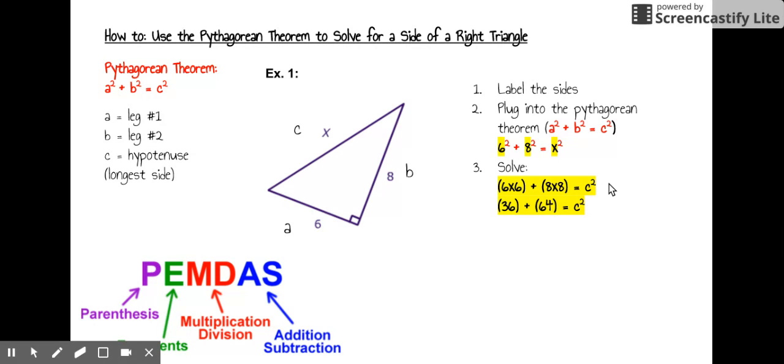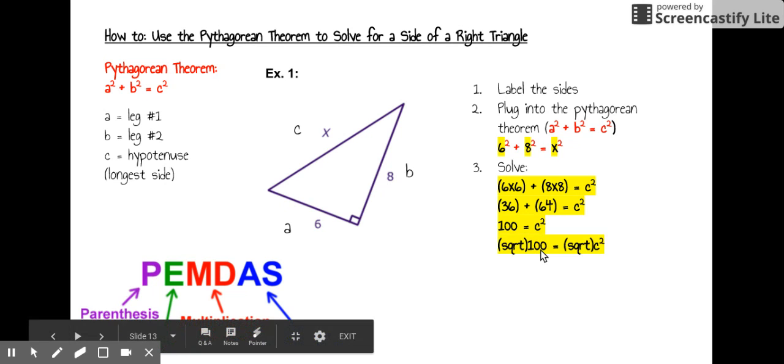So we're done with the exponents, we're done with the multiplication and division, and now we're on to addition and subtraction. So when we add 36 plus 64, we get 100 is equal to c squared. So here, we want to get it to where it's just equals c. We don't want equals c squared. So in order to get it to be equals c, we have to find the opposite of a squared number, which is finding the square root of the number.